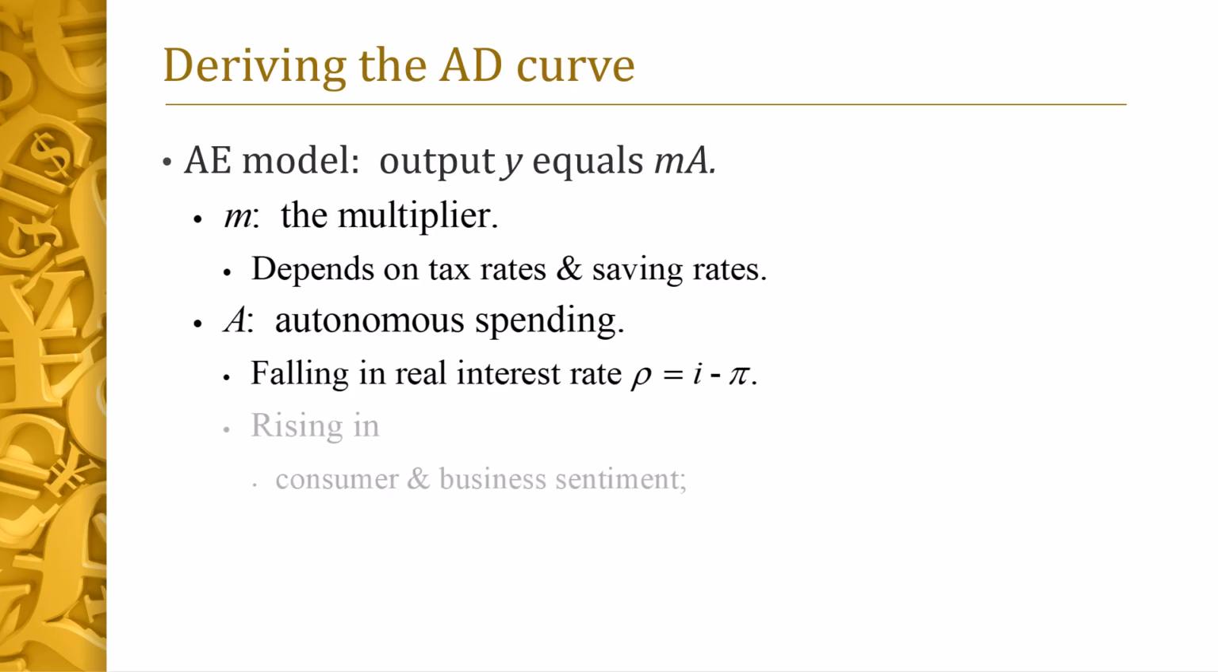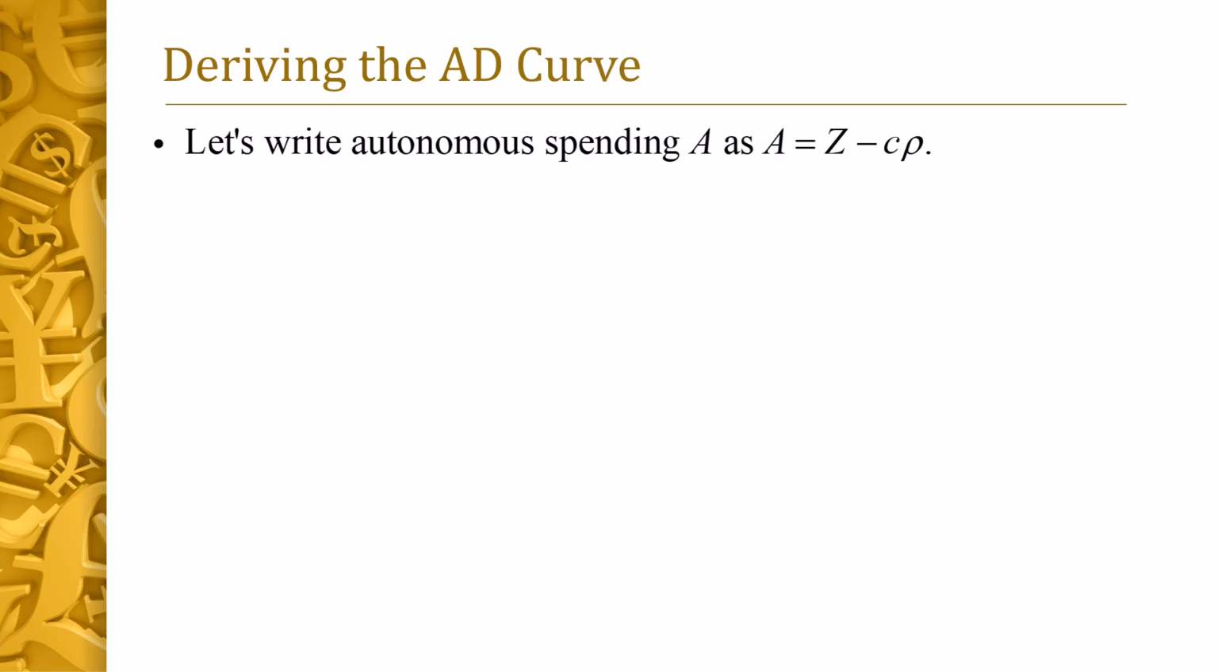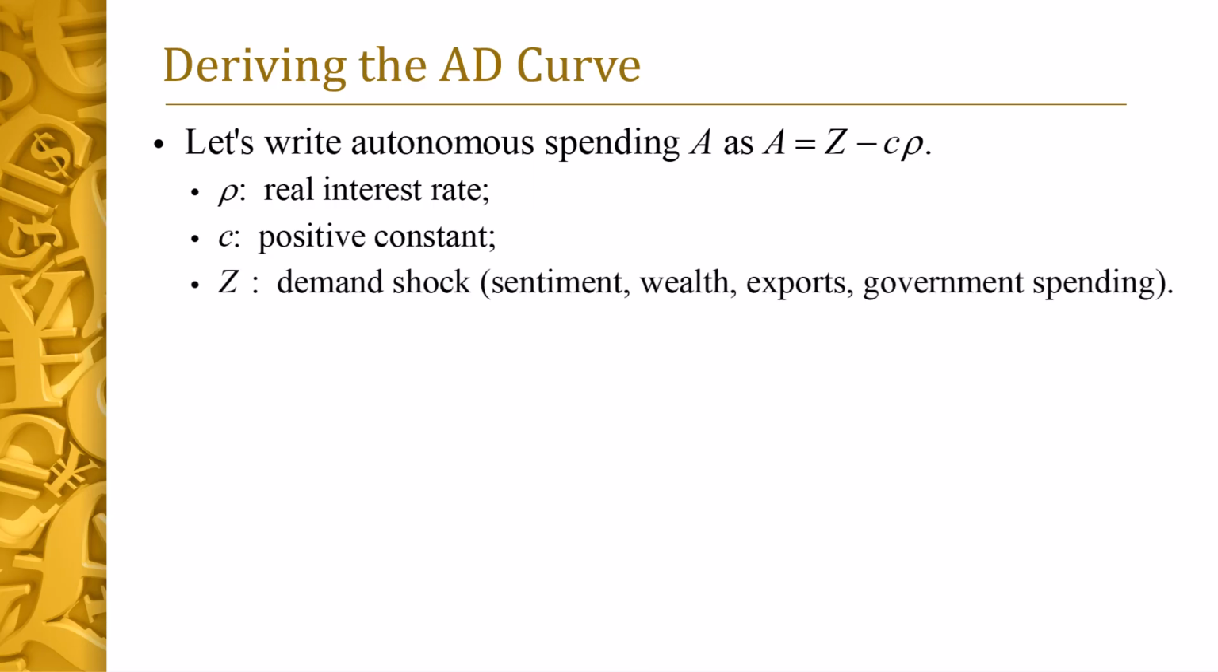On the other hand, autonomous spending is rising in consumer and business sentiment, asset prices and wealth, government spending, and exports. It is convenient to write autonomous spending A as the difference between two terms, Z and C times rho. Rho is the real interest rate. C is a positive constant. And Z is the demand shock. It captures everything else that affects autonomous spending: sentiment, wealth, exports, and government spending.